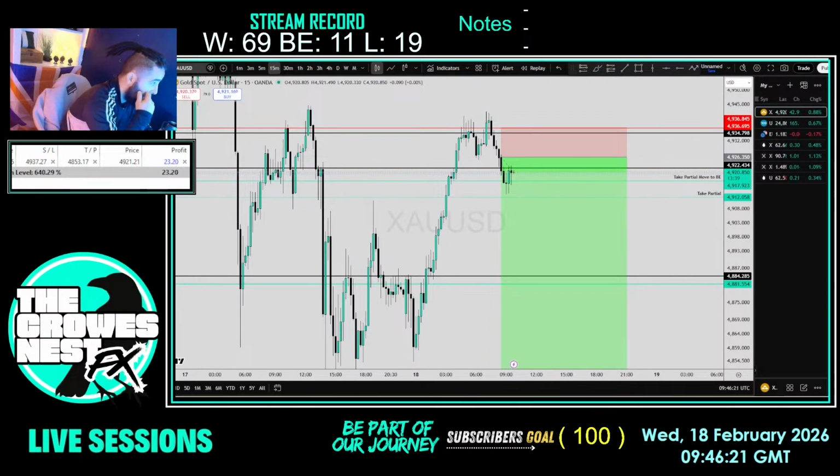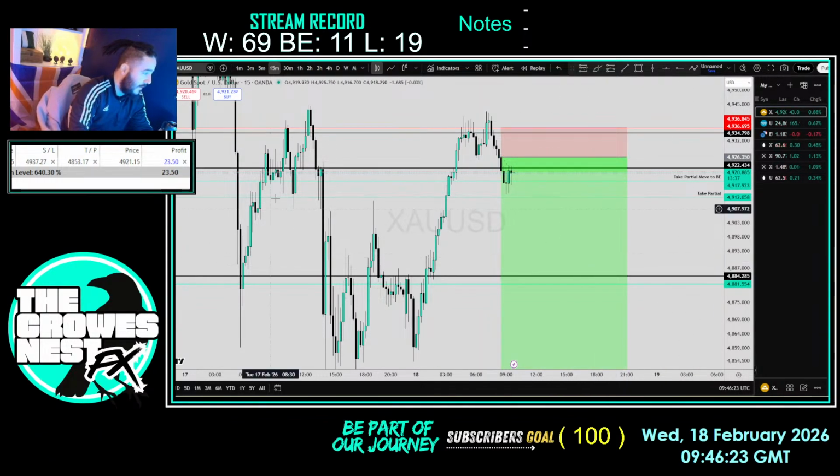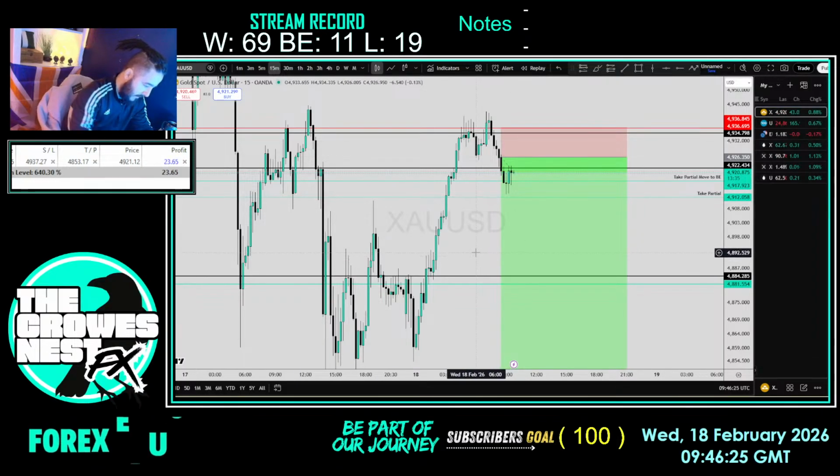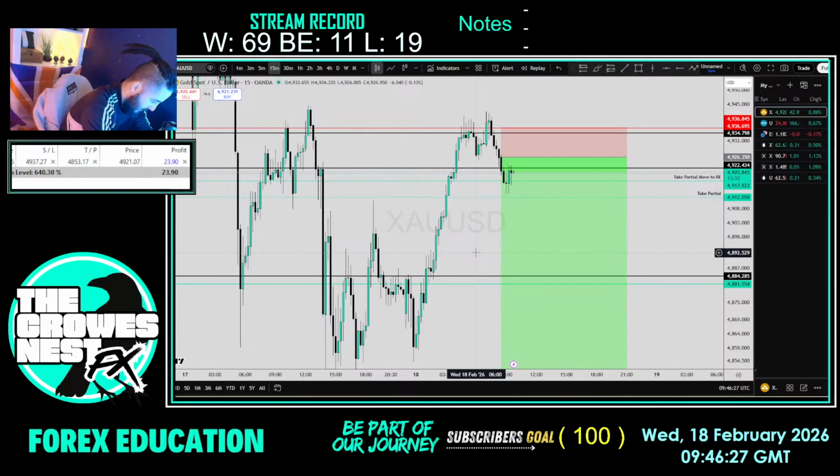The 15 has closed nicely. See, there's an area where you just drop on the next 15. I don't know if that was news.